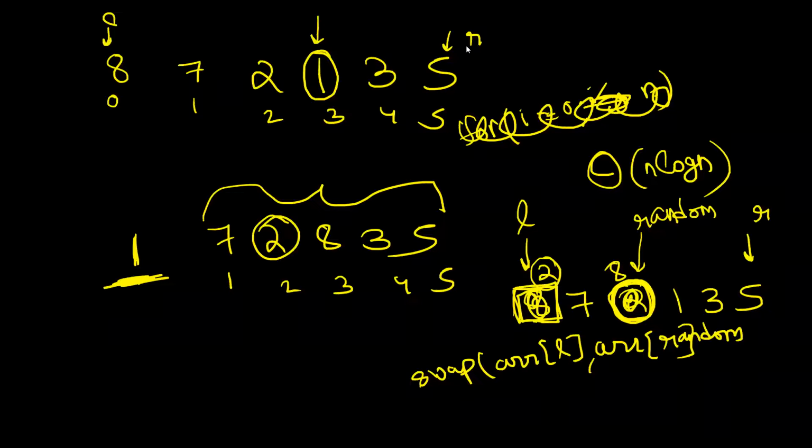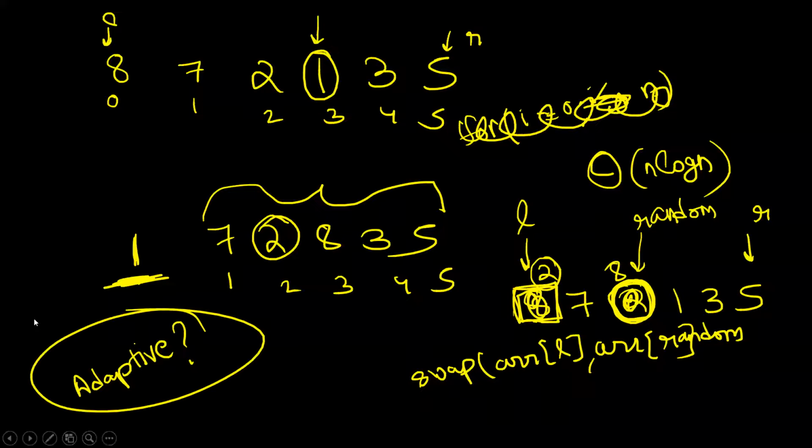So one last thing. Do you think quicksort is adaptive? No, it's not. Everything here is highly dependent on what you choose as the pivot. And I gave you an example where if I always choose arr of L as the pivot, then for a sorted array, it is giving you n square runtime. It's not always n square, but worst case, it's n square.